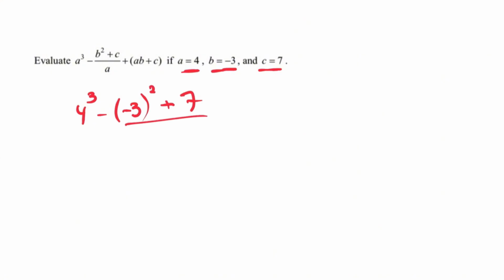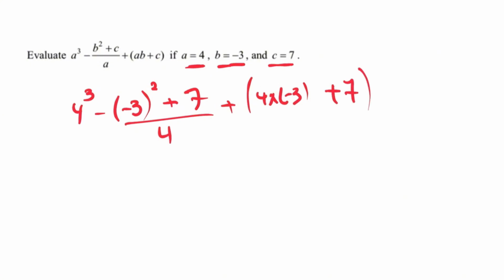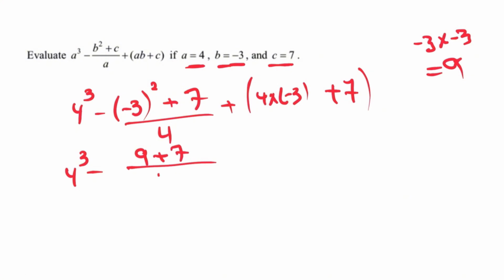7 divided by 4 plus a equals 4 multiplied by minus 3. Again, when I have a negative number, I put it inside the parentheses. It will be easy. Plus c, 7. First, what we said, if we have a fraction, we start with the fraction. Understood? So now what do we have here? A fraction. So I'm going to write 4 to the power of 3 minus 3 to the power of 2 equals what? That means minus 3 multiplied by itself twice. That means minus 3 multiplied by minus 3 equals what? 9. Okay? So it will be 9 plus 7 divided by 4.